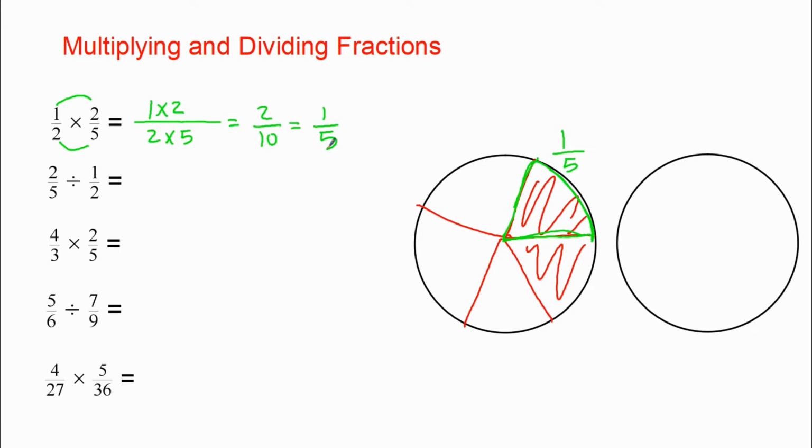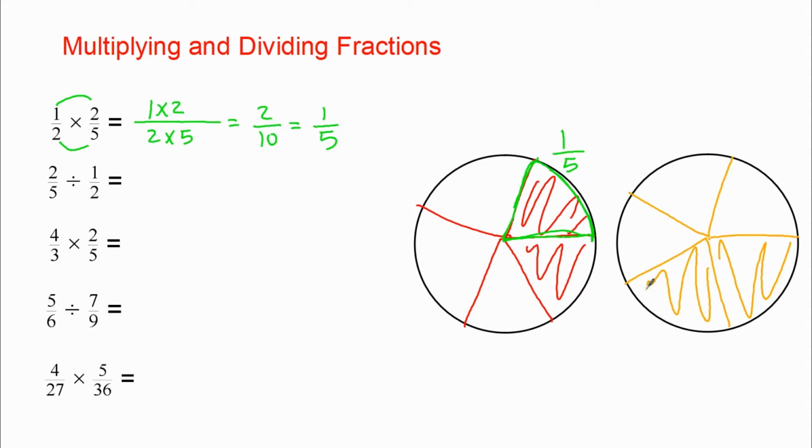Now the next one is about 2 over 5 divided by half. Visually, again, if I put 2 over 5 in here, this is about 2 over 5, and I'm going to color this section, that is 2 over 5.